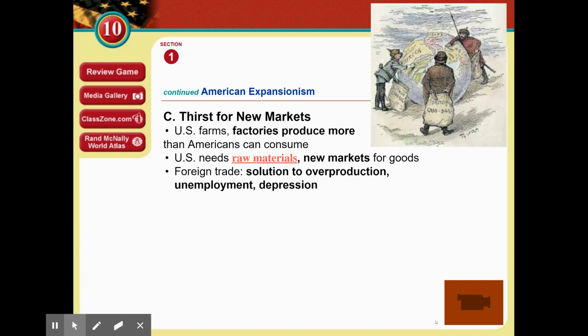Officially, this is what your textbook says about this category. In the late 19th century, advances in technology enabled American farms and factories to produce far more than American citizens could consume. Now the U.S. needed raw materials for its factories and new markets for its agricultural and manufactured goods. Imperialists viewed foreign trade as the solution to many American problems like overproduction and unemployment and economic depression.